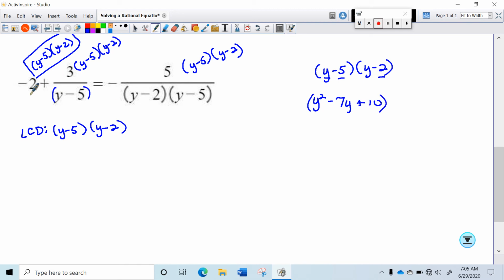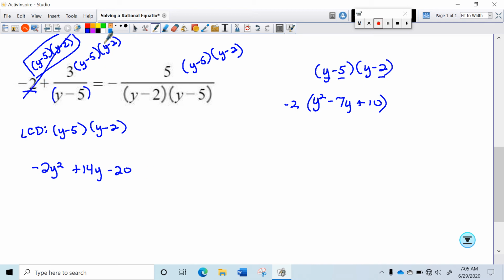I'm going to multiply that by this negative 2 right here. So negative 2 times y squared is negative 2y squared. Negative 2 times negative 7y is a positive 14y. And negative 2 times 10 is a negative 20. That just took care of this right here.